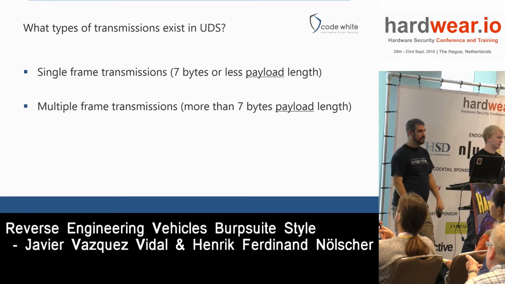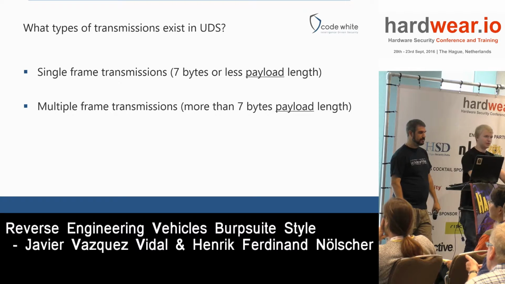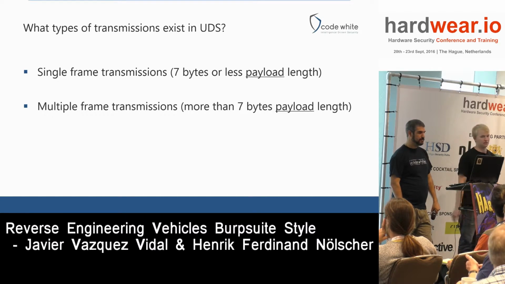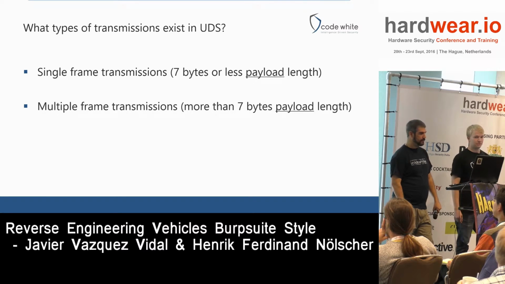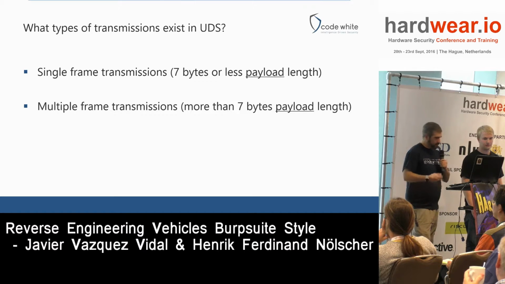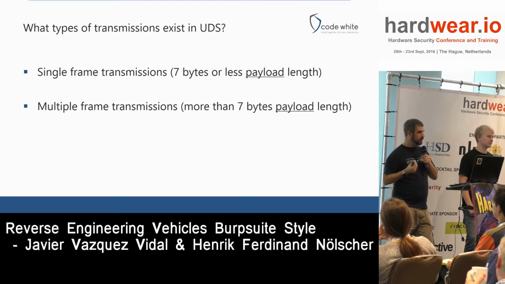A CAN frame can hold up to an 8-byte payload, and UDS helps with fragmenting the transmissions. There is a single frame transmission, where you can stuff 7 bytes or less. And then there are multiple frame transmissions, which means your payload is bigger than 7 bytes and it's chopped up into different pieces, different CAN frames. To put it the other way around, if you want to send more than 7 bytes in the payload, you would require more than one CAN bus frame to send the whole message.